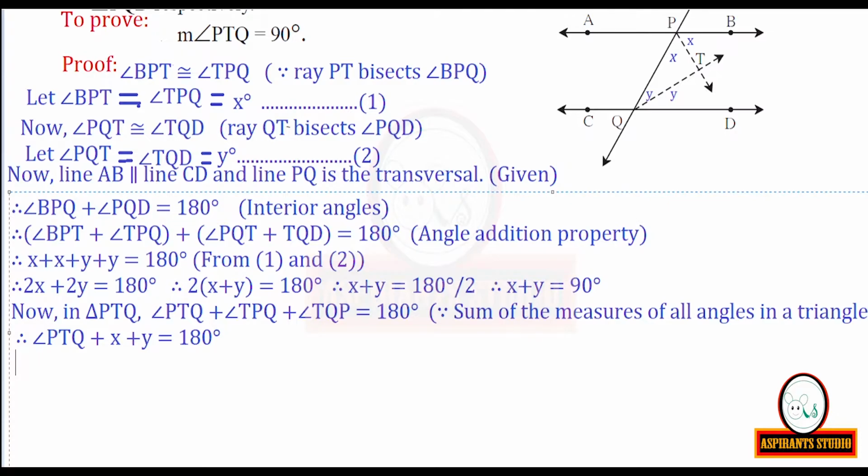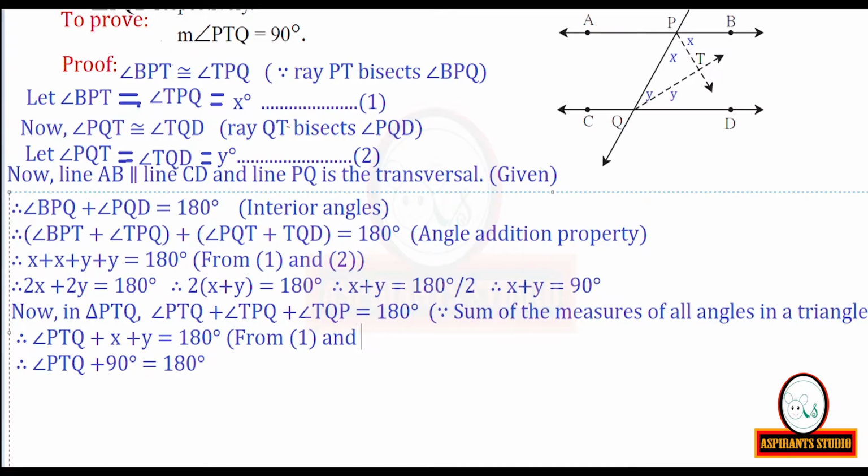Now, from equation 3, what is equation 3? X plus y is equal to 90 degrees. It has to be taken as equation number 3 now. You got x plus y is equal to 90 degrees in one step. That step has to be taken as equation number 3.